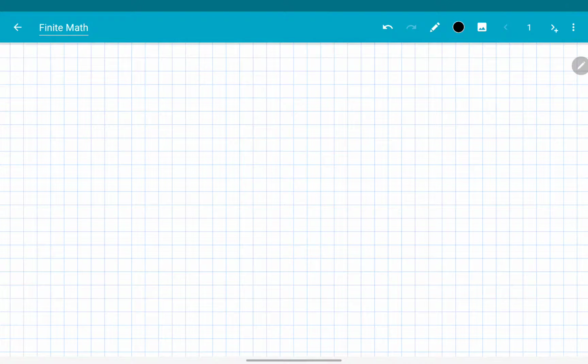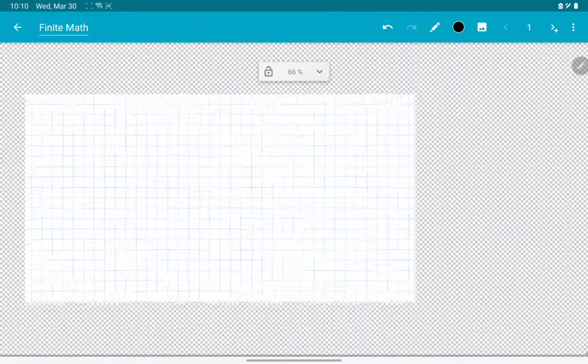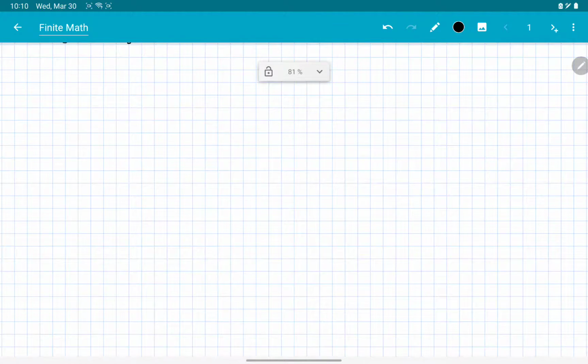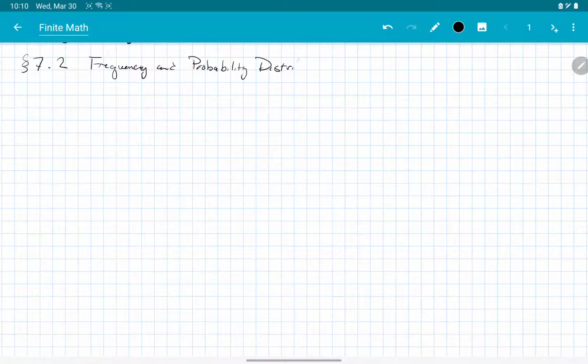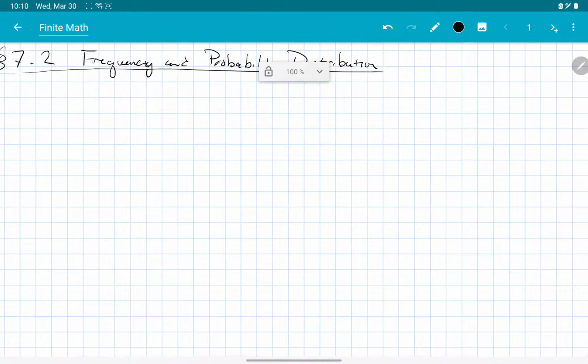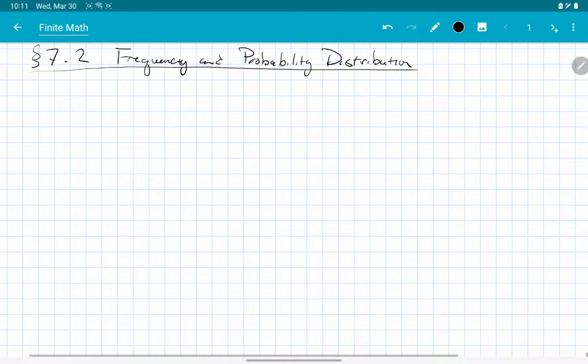So today we're going to talk about section 7.2 on frequency and probability distribution. Okay, so we're going to start with an example to talk about these ideas.